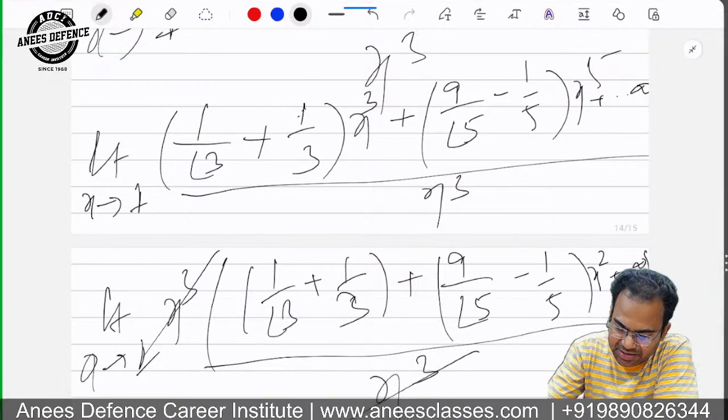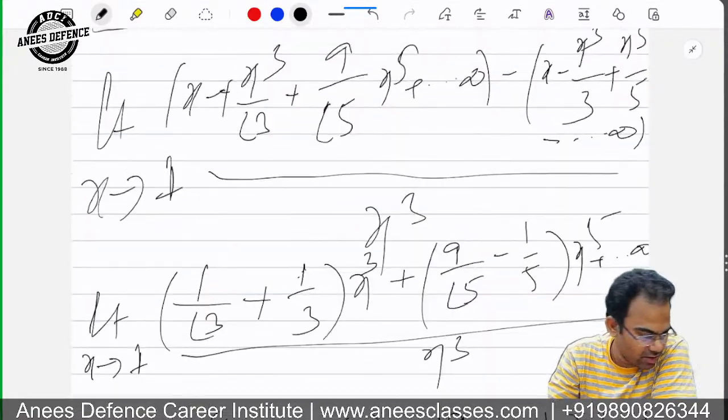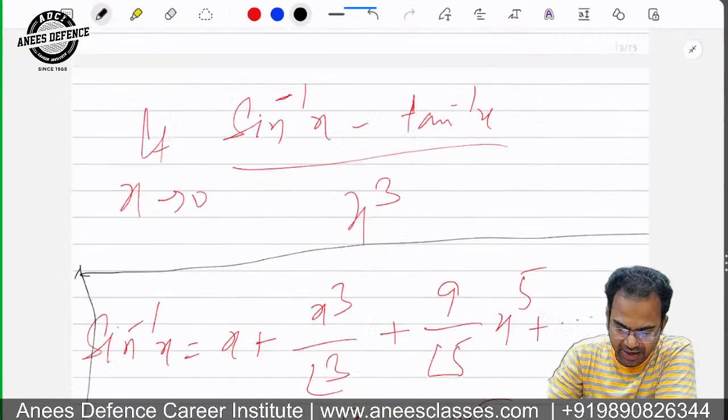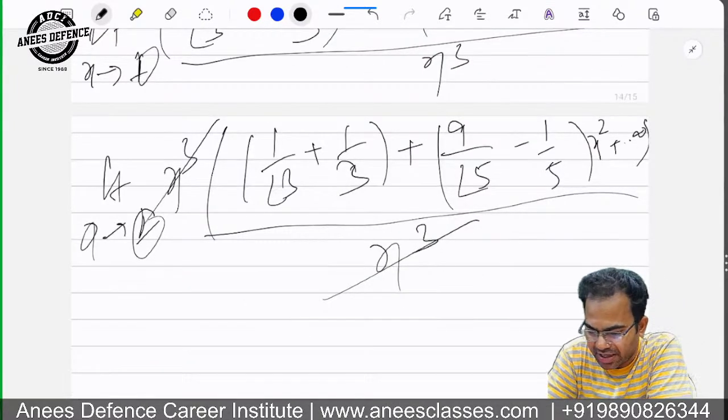So x cube will be cancelled. Now the 0 by 0 form has been removed. Here x tends to 0, so the remaining terms tend to 0. So now I will put x equal to 0.